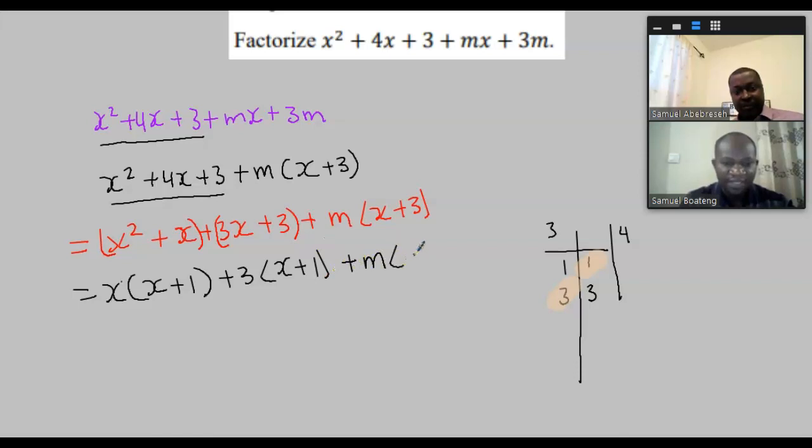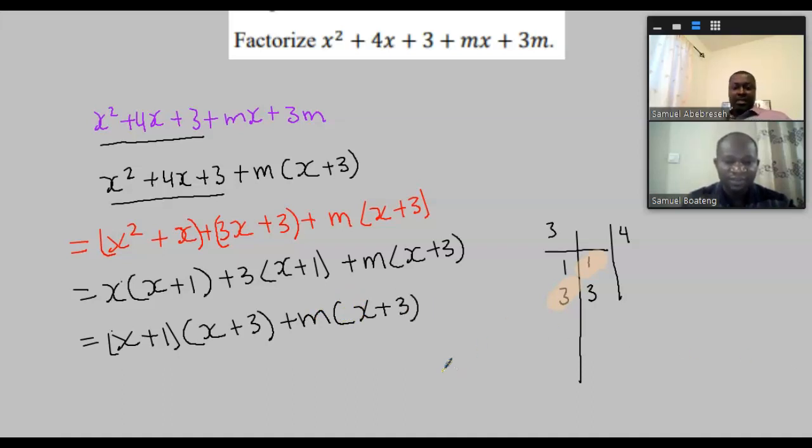Plus m to bracket x plus 3. So the next step, we have x plus 1, we bring it out. It's a common factor. Then it will be left with x plus 3 plus m, times x plus 3.